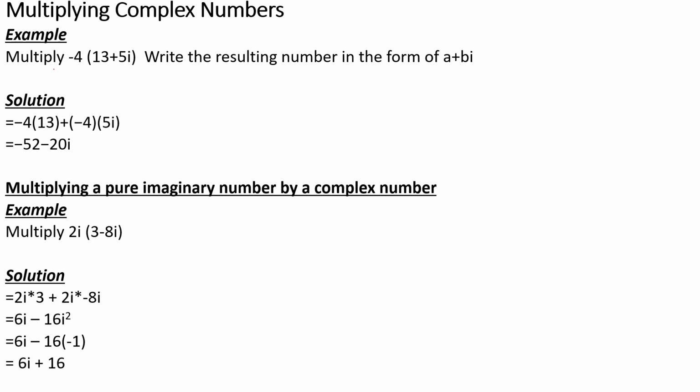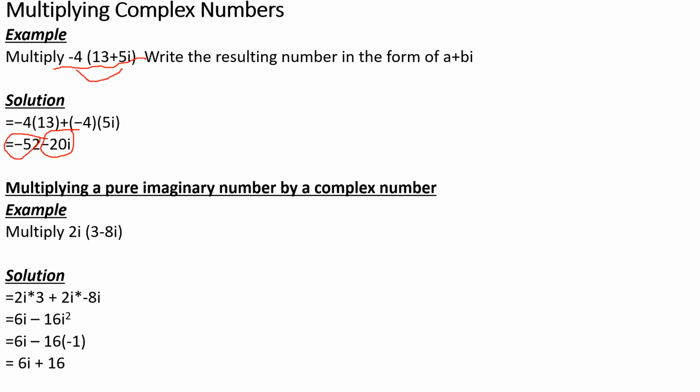Let's look at a simple one here. I want to multiply -4 times 13 plus 5i. Negative 4 times 13 is negative 52. Negative 4 times 5i is minus 20i. Now, let's look at this one here.